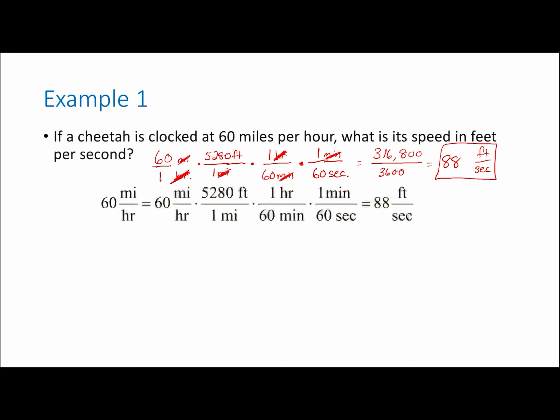This is what we did. 60 miles per hour. You see the miles canceling there to convert to feet. And then with the time, once we get to feet, our time needs to be converted. So the hour converts, and then the minute converts to get us to the seconds. And so by the time we had feet on top and seconds on bottom, we end up with feet per second. If you have any questions about that, let me know.